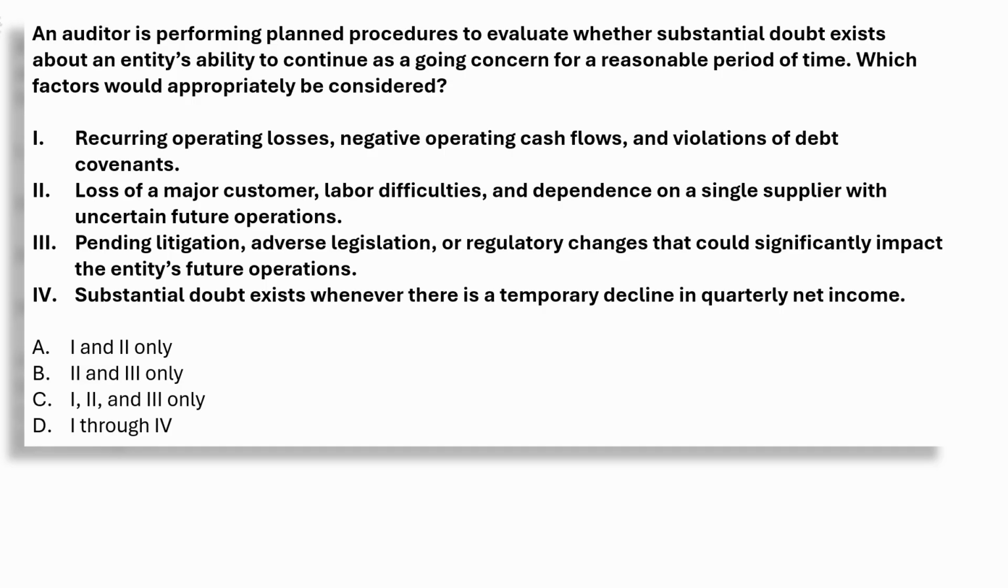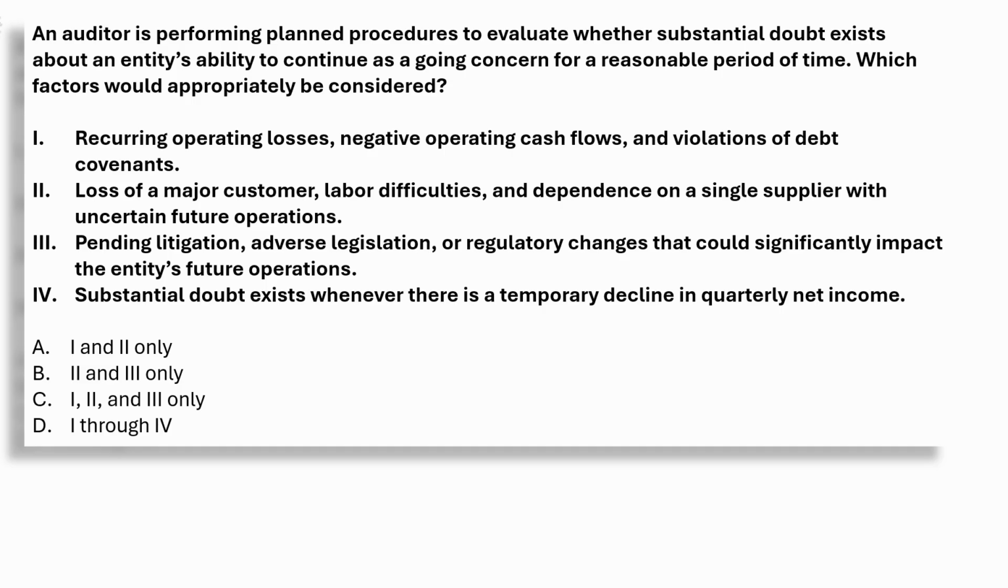If the entity can't generate positive cash flow or is breaching covenants, it may not survive without restructuring or external support. Statement 2. Loss of a major customer, labor difficulties, and dependence on a single supplier with uncertain future operations. Yes, these are operational factors that could threaten an entity's ability. Losing a big customer or facing supply chain instability directly impacts the business model. Statement 3. Pending litigation, adverse legislation, or regulatory changes that could significantly impact the entity's future operations.